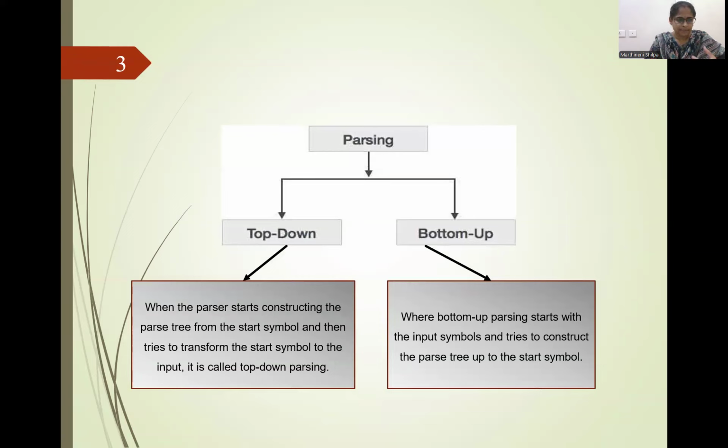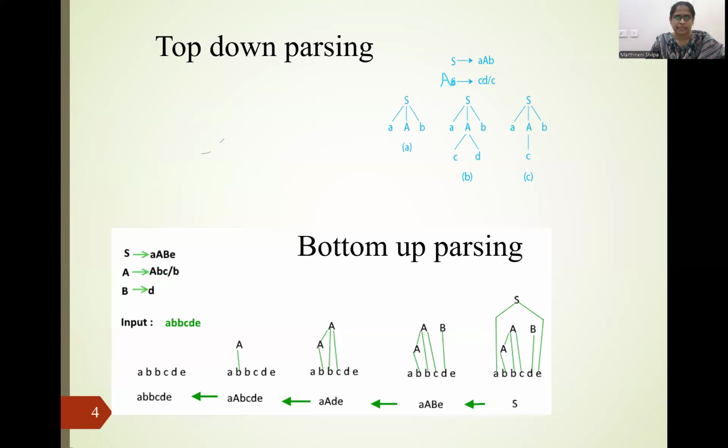That means the parser constructs the parse tree beginning from the bottom and goes towards the root node. The input for the bottom-up parser is the input string and the output is the start symbol. In top-down parsing, the process starts from the start symbol and goes to the leaf nodes. Here is an example of top-down parsing and bottom-up parsing.